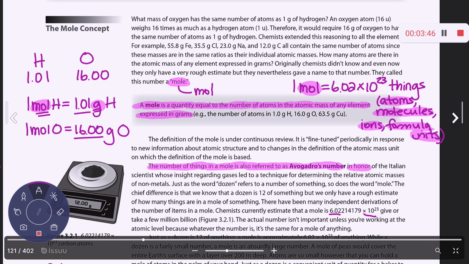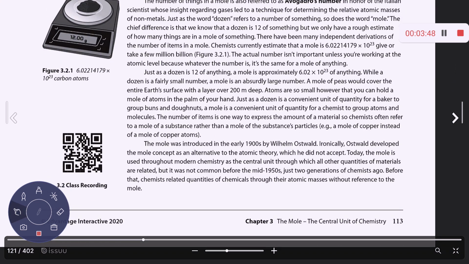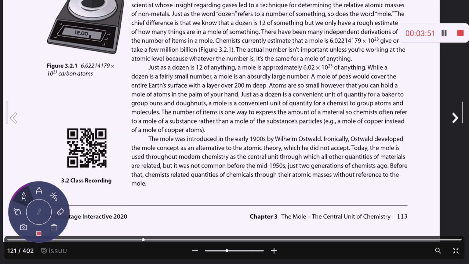Now, in the early 1900s, the mole was introduced by Wilhelm Ostwald. You can turn to the next page, and we're going to jump straight into some conversions.